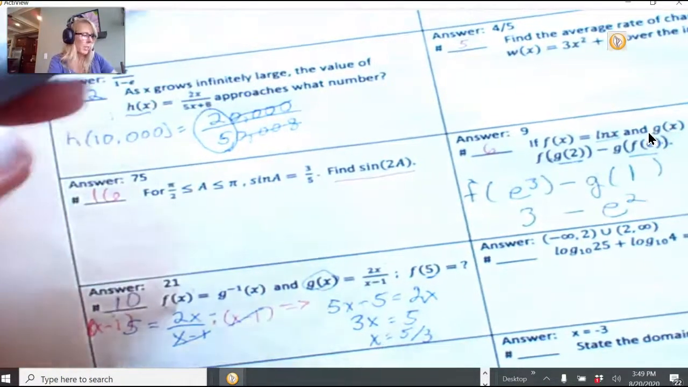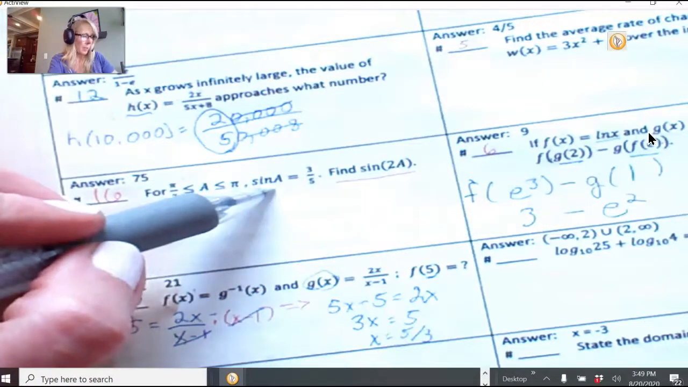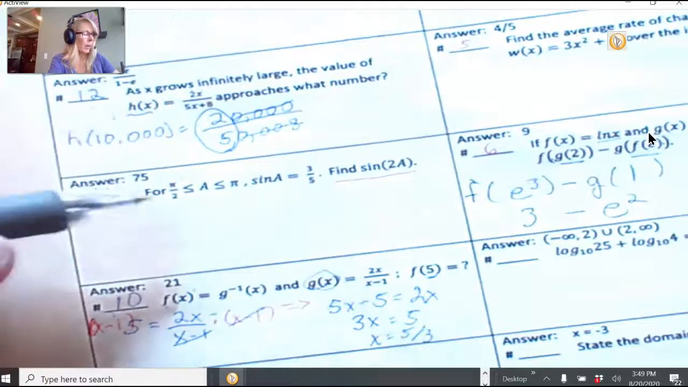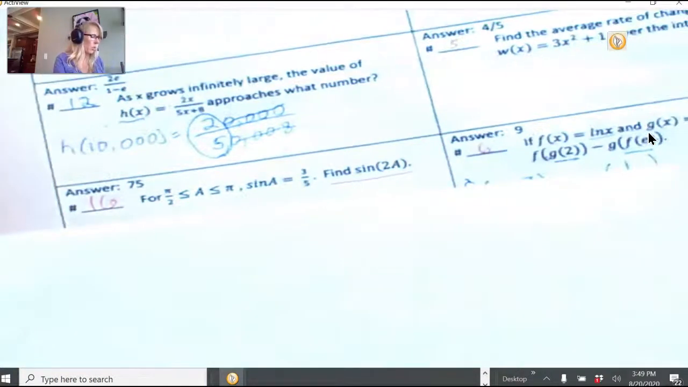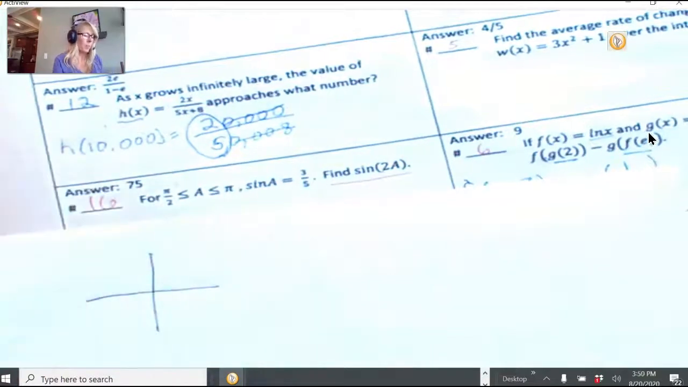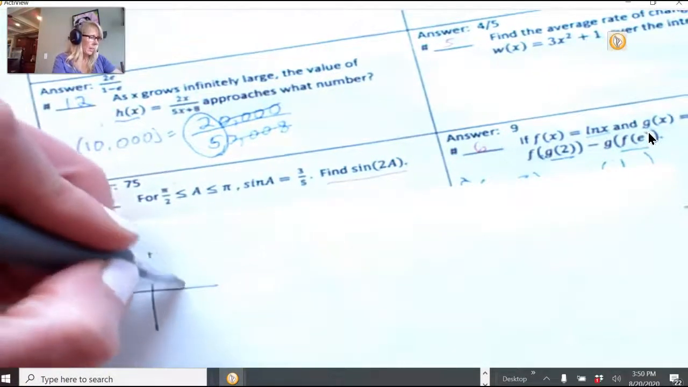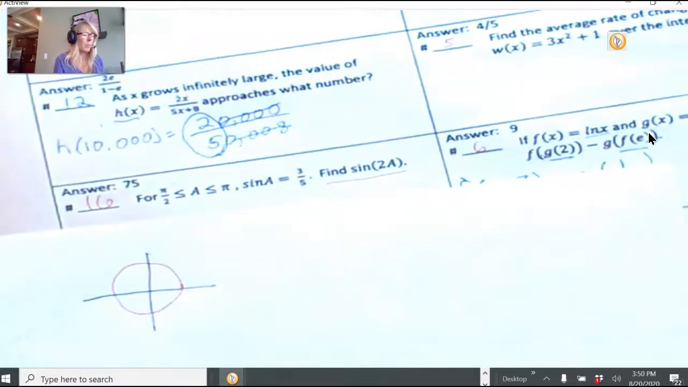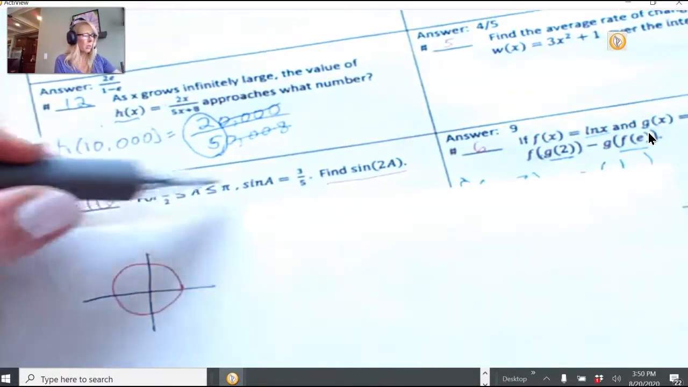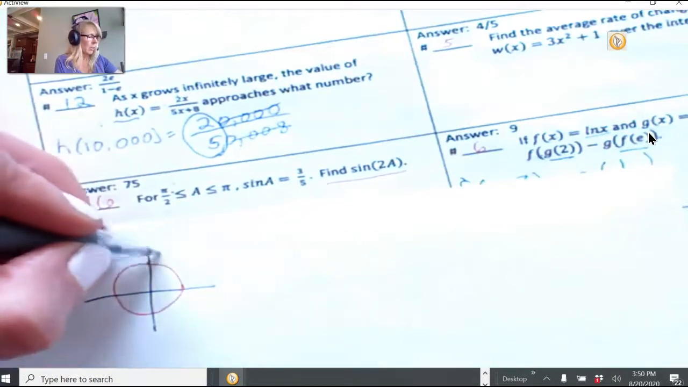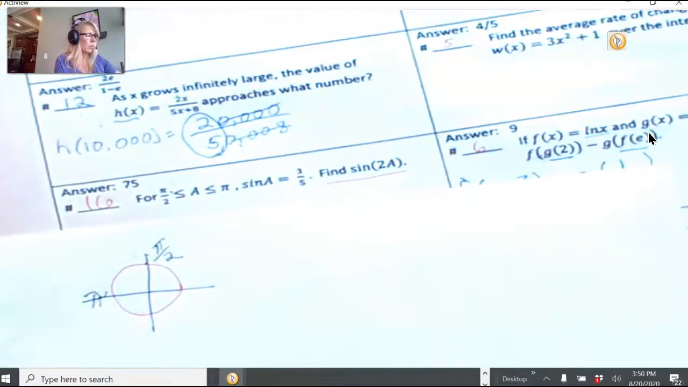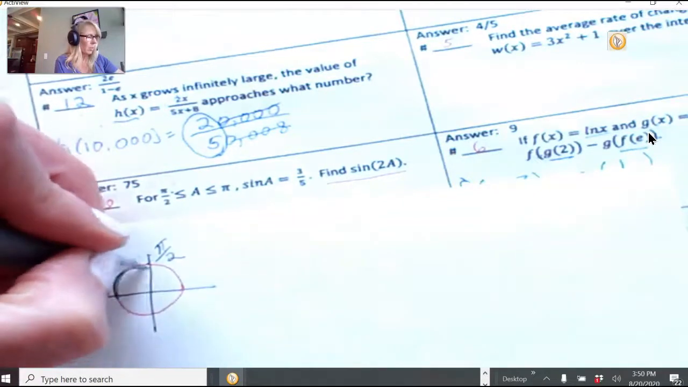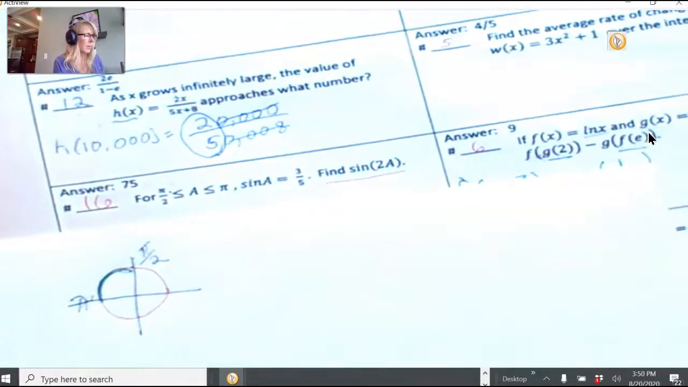I'm going to refresh your memory because they tell you what sine of A is, and they ask you to find sine of 2A. Be aware though that A falls between pi over 2 and pi. So I do want to look at that on the unit circle quickly. What quadrant is from pi over 2 to pi? Here is our pi over 2, here is our pi. So that tells me that the quadrant we're looking at is right here. That's going to be important in just a little bit.